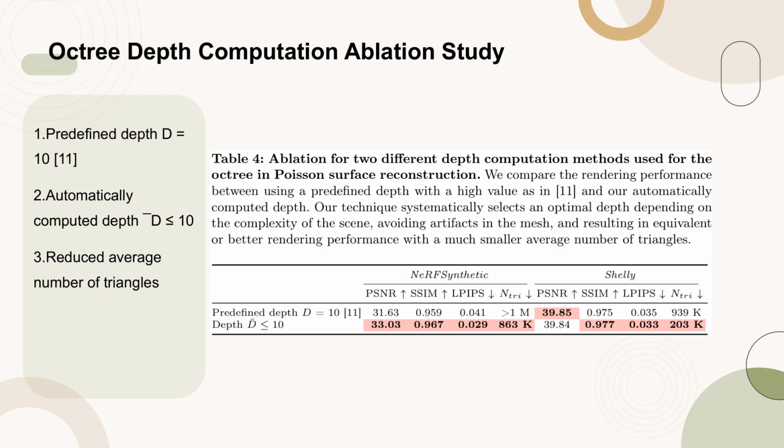Table 4 presents an ablation study comparing 2 methods for computing the octree depth in Poisson surface reconstruction. The first method uses a predefined depth of 10, as in 11, while the second method employs an automatically computed depth. The study demonstrates that the automatic depth selection technique not only avoids mesh artifacts but also results in equivalent or superior rendering performance with significantly fewer triangles. This optimization is crucial for enhancing the efficiency and quality of the frosting representation in complex scenes.